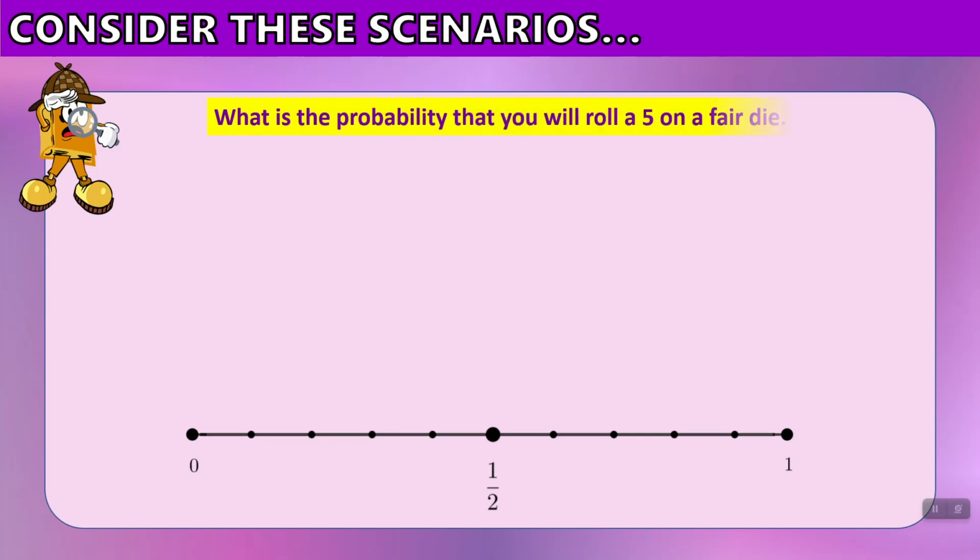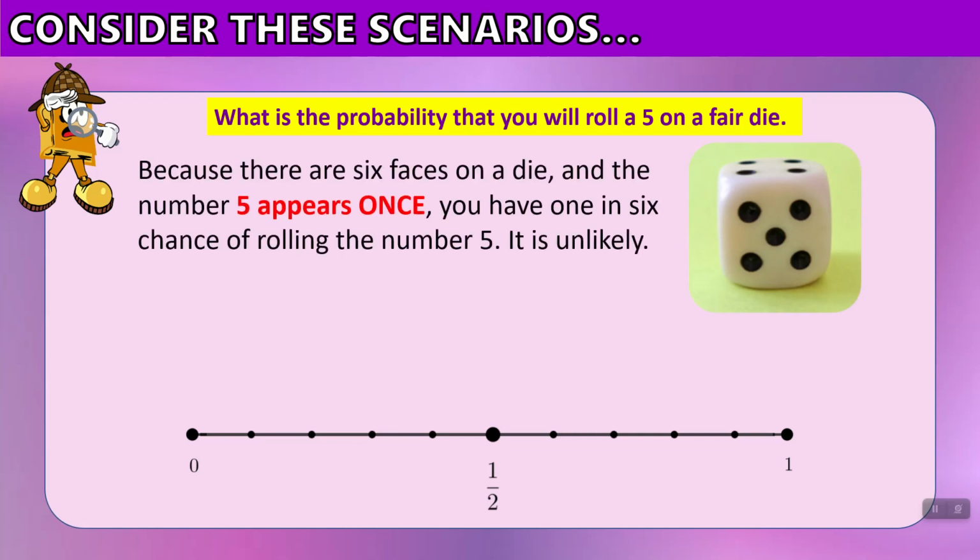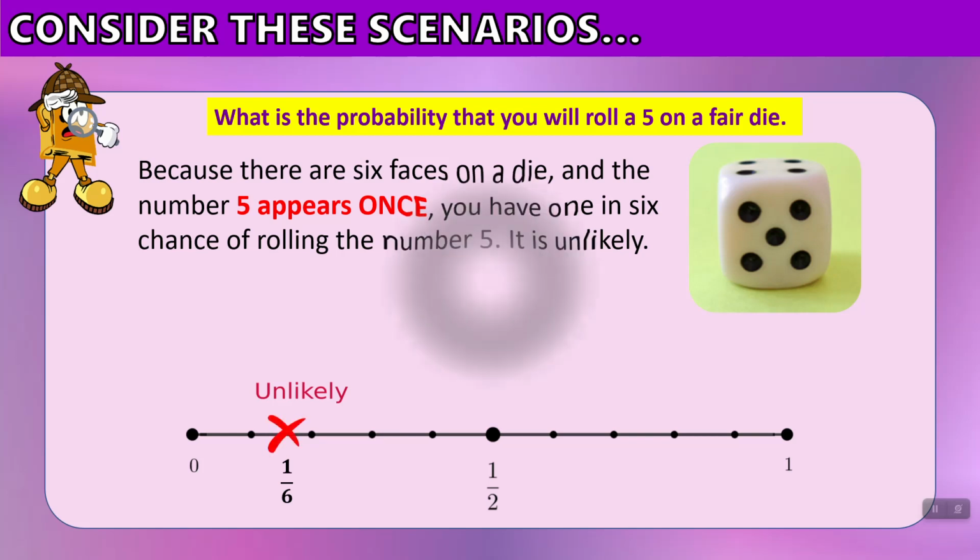And lastly, what is the probability that you will roll a 5 on a fair die? Now here's a die. Die is the singular of dice. One die, two dice. And because there are 6 faces on a die, and the number 5 only appears once, you only have a 1 in 6 chance of rolling the number 5. So it's unlikely, and here's 1/6 on the number line. We say that's unlikely. It's not impossible, but it's only a 1 in 6 chance that that will happen. And so here's where that probability falls on the number line.